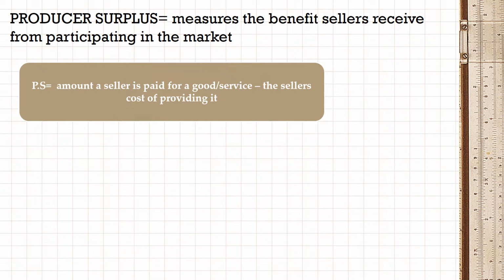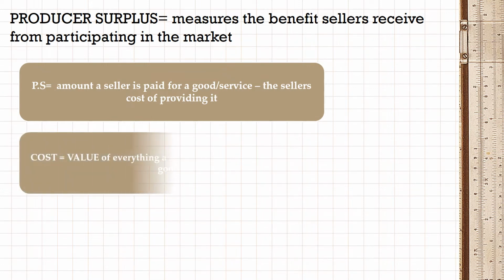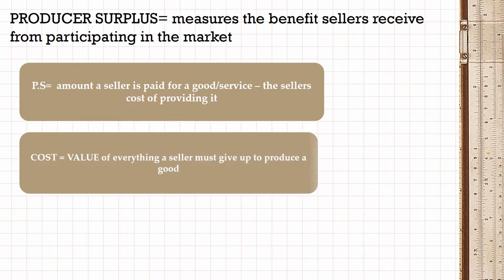So it's computed via this formula: amount a seller is paid for a good or service minus the seller's cost of providing it. So it's very crucial to understand the difference between the first statement and the second. The amount a seller is paid for a good or service usually refers to the market price of the good. And the second one, I believe it's quite clear, the seller's cost of providing it.